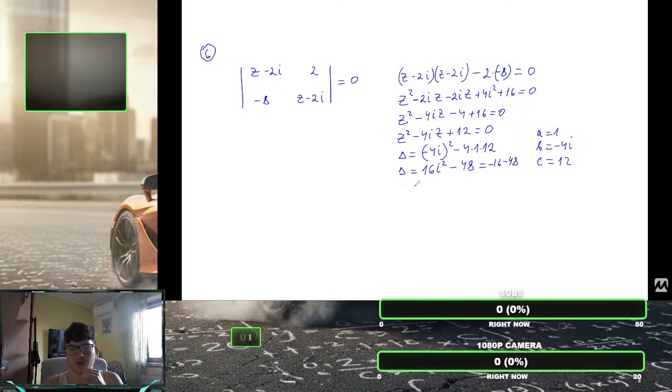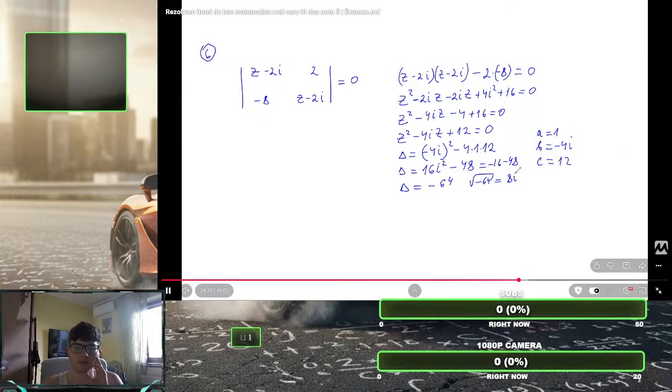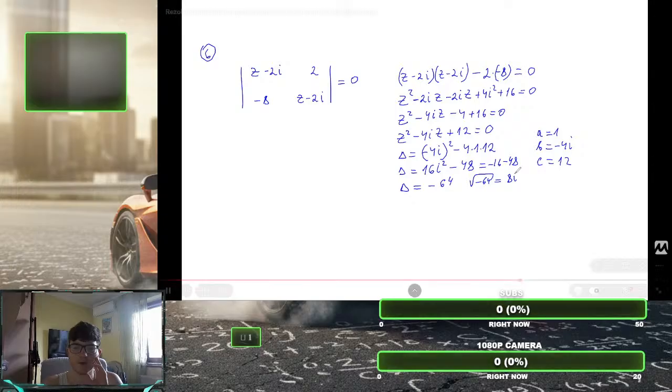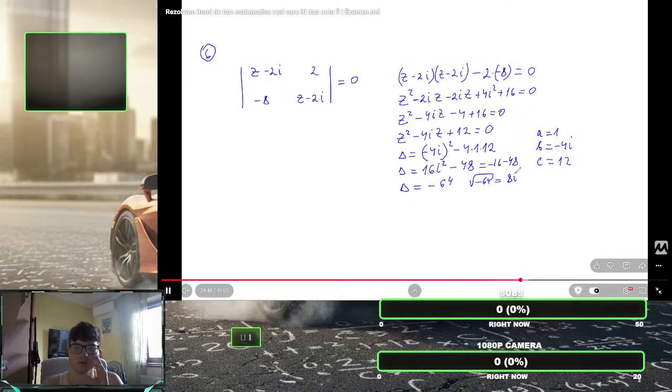That's what matters. And the delta we will have minus 64. So now we just do the square root of that, which will be 8 times i to the second power, actually just 8i because it's already square rooted. So you have that 8i. i to the second power will just provide the minus, and square root of 64, that's just 8.